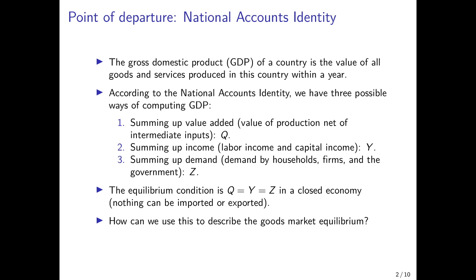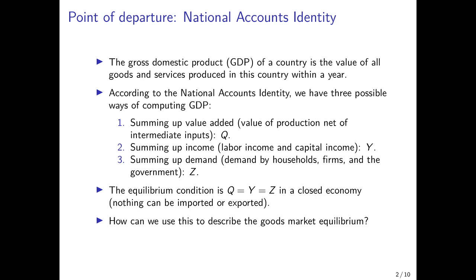That means demand for goods by households, by firms, and by the government, and this is typically denoted by Z. Now, as I've said before, all three of these methods need to lead to the same outcome. Of course, in reality, there are some discrepancies due to statistical issues, and it's not always possible to measure everything perfectly. But by and large, the three methods should lead to the same amount, and therefore the equilibrium condition is that Q is equal to Y, and this is equal to Z in a closed economy where nothing can be imported or exported.